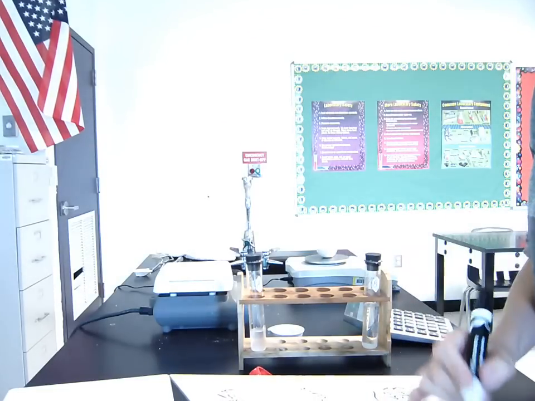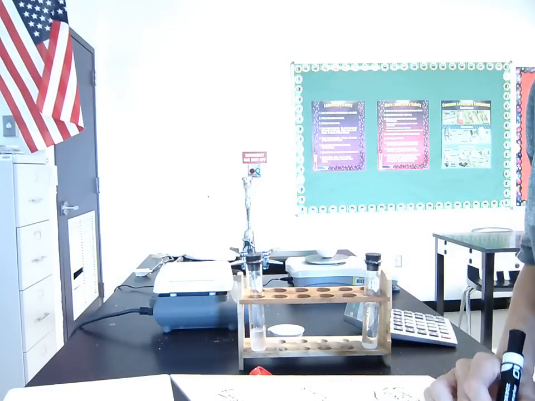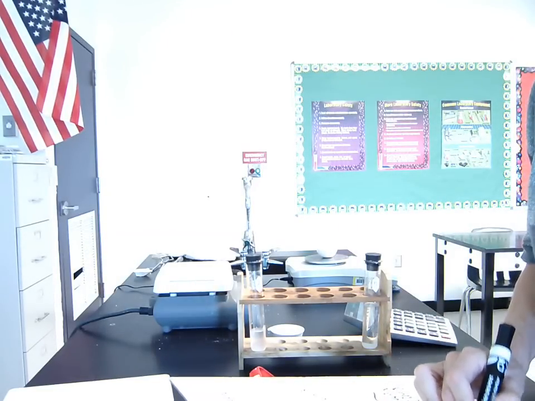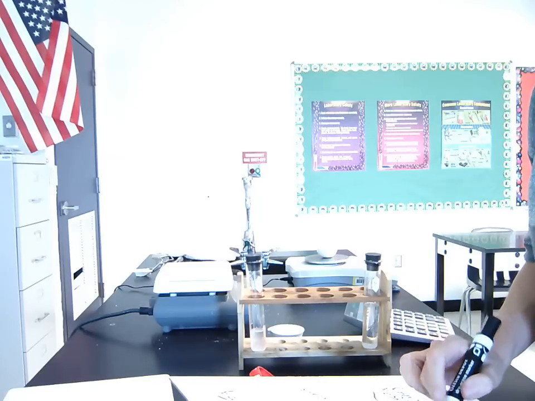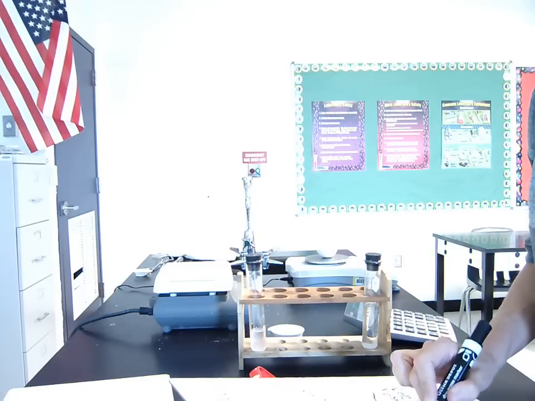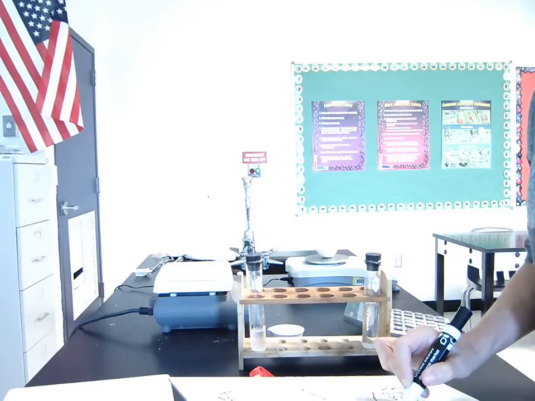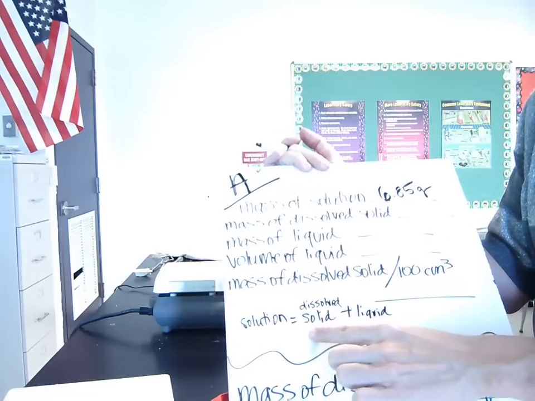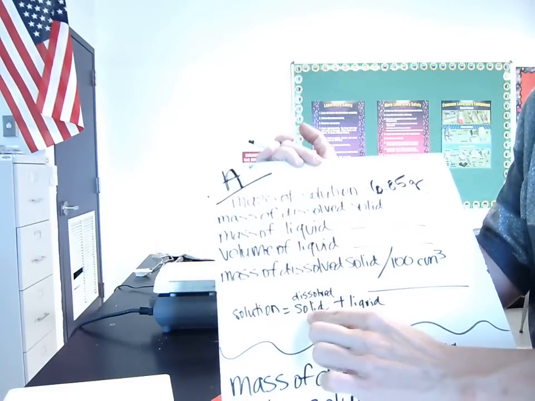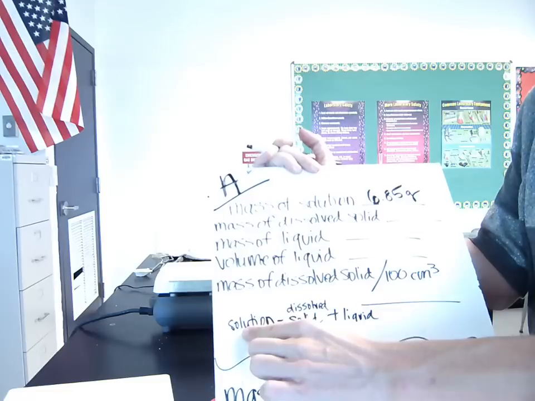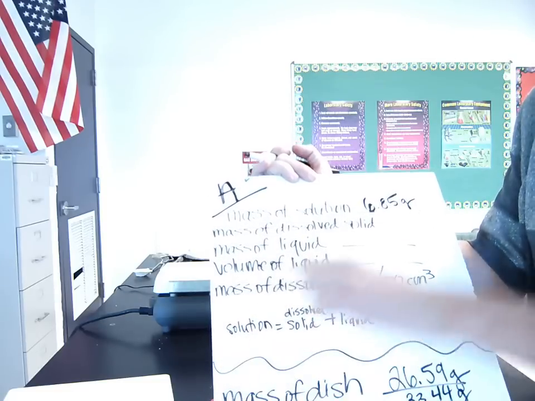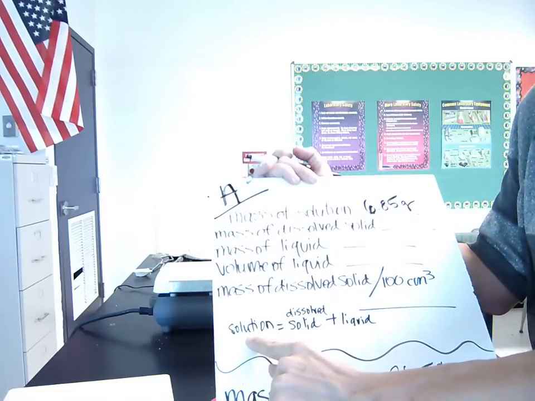Now, it's important to note, and I'm going to write this down here, the solution, and you guys know this, but it's important to keep it in mind. The solution is made up of two parts. It's made up of solid, and to be exact, dissolved solid, plus the liquid. Okay, so let's look at this right here. The solution is made up of two parts. Dissolved solid plus liquid. So I, right now, know the total amount. I know exactly how much solution I'm starting with, 6.85 grams. Okay? All right. Now here's what we're going to do.